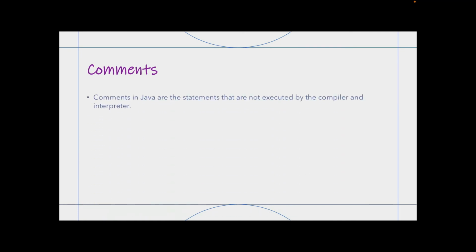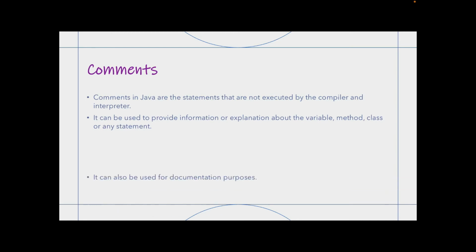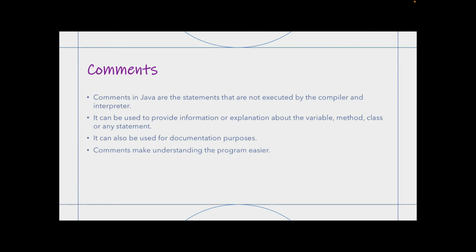Comments. Comments in Java are statements that are not executed by the compiler and interpreter. They can be used to provide information or explanation about a variable, method, class, or any statement. They can also be used for documentation purposes. Comments make understanding the program much easier. So let's take a look at the types of comments. We've got multi-line comments, single line comments, and documentation comments.